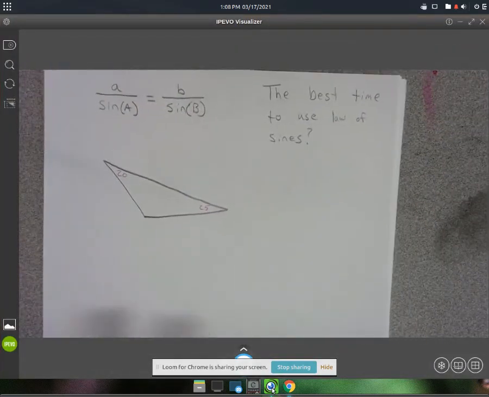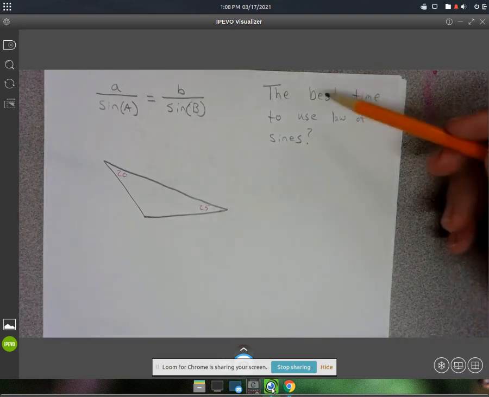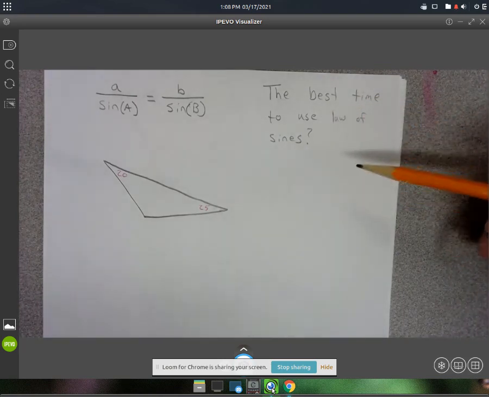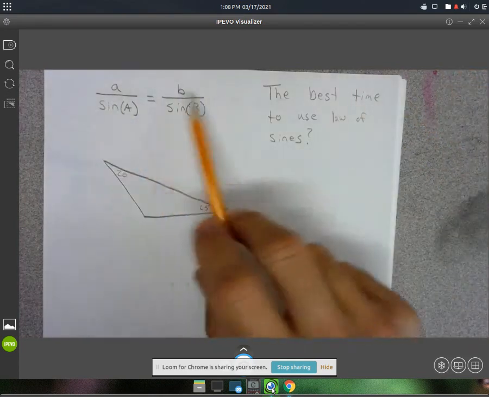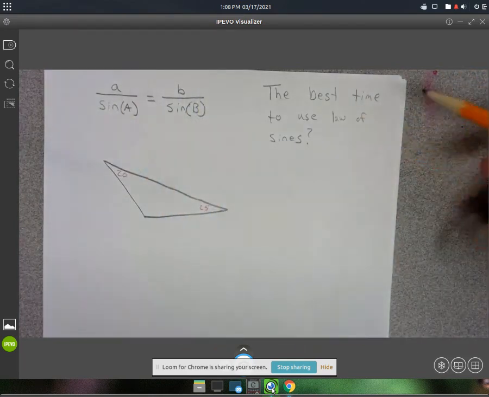All right, so we're going to do a couple of examples here in this video. The first thing I want to address is when is the best time to use the law of sines. The best time is whenever they literally tell you to use the law of sines to solve this problem. Those are usually the telltale signs; they'll give you the formula half the time. So it kind of points you in that direction.